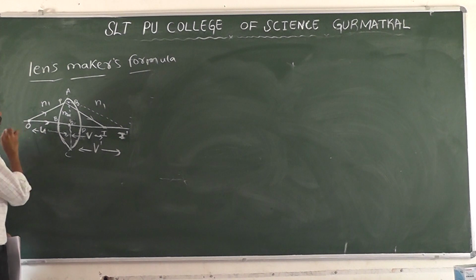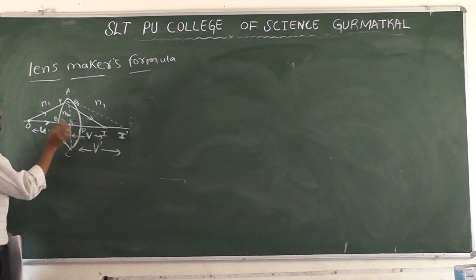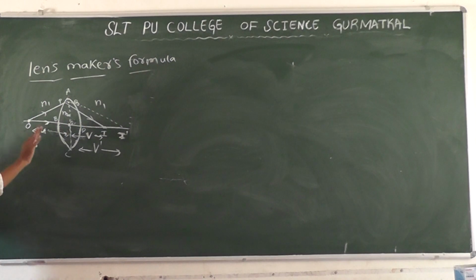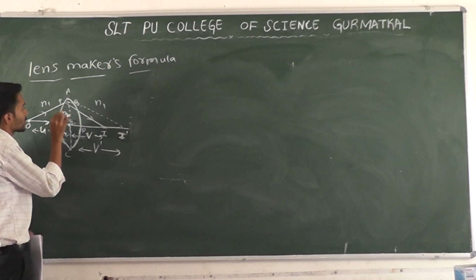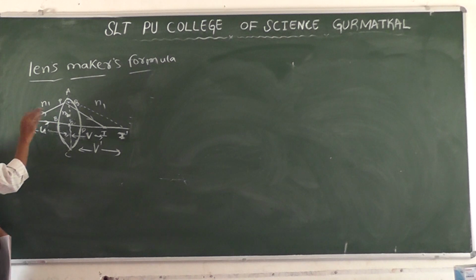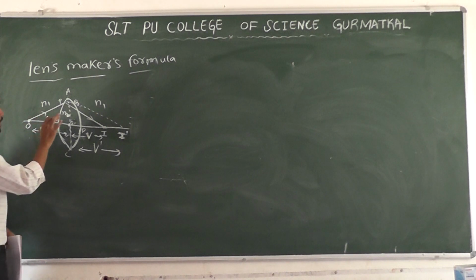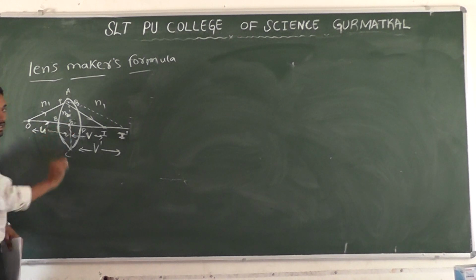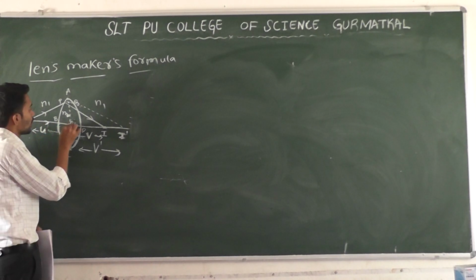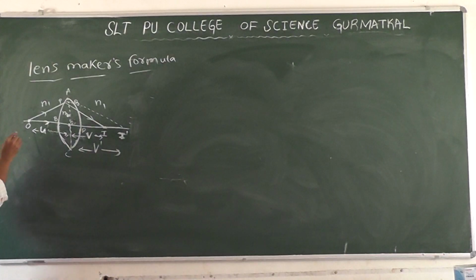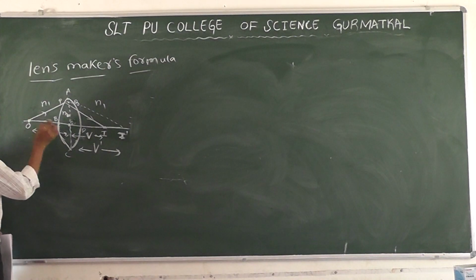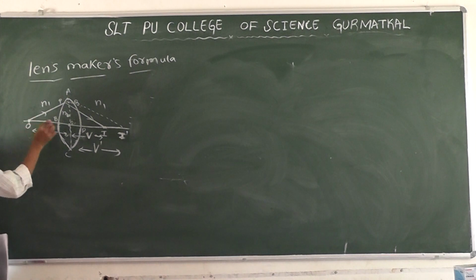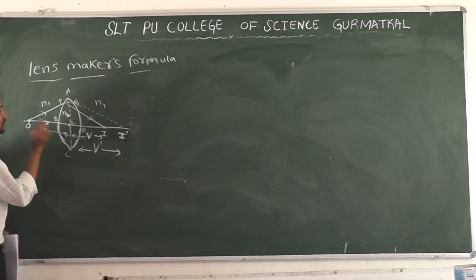O is the luminous point on the principal axis. N1 is the refractive index of the rarer medium, N2 is the refractive index of the lens, and F is the focal length of the lens. From point O to the optic center, the distance we call U.